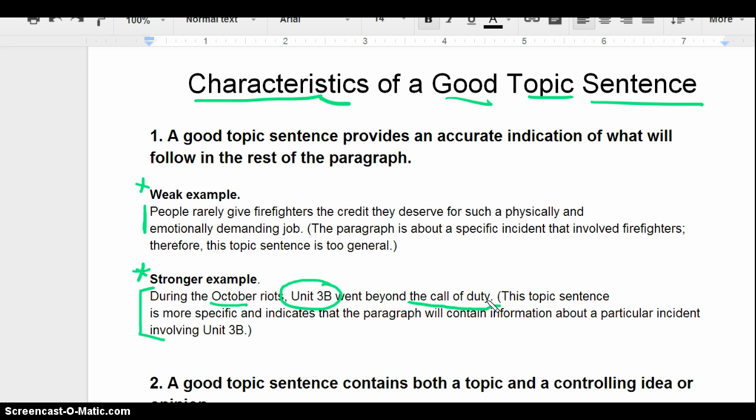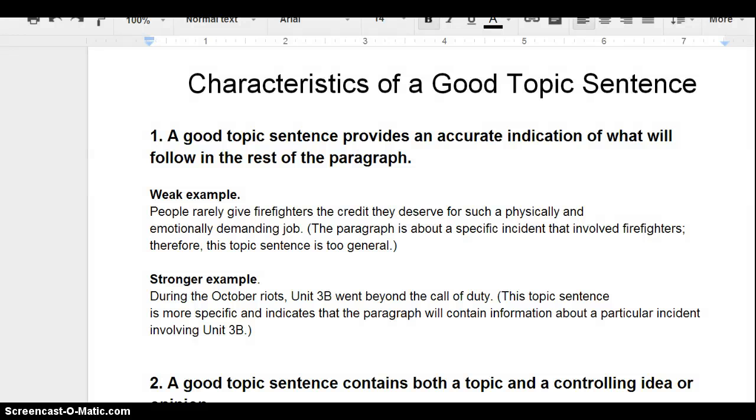So make sure you have an accurate indication of what will follow, and it needs to be pretty specific. It can't just be general and generic. Think about, am I being specific enough in terms of what my paragraph is actually going to discuss? Ask yourself that question as you write topic sentences. Okay, let's take a look at the next one.